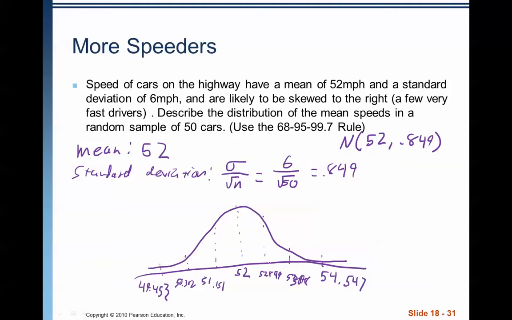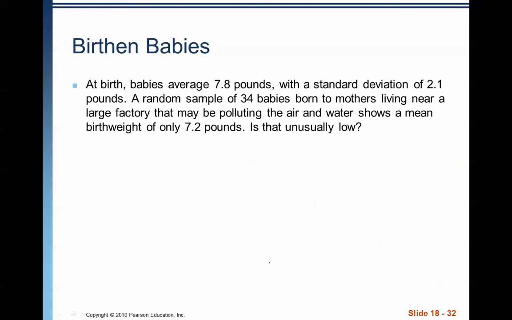Let's do one more example. This time we're going to talk about birth and babies. At birth, babies average 7.8 pounds with a standard deviation of 2.1. A random sample of 34 babies born to mothers living near a large factory that may be polluting the air and water shows a mean birth weight of only 7.2 pounds.